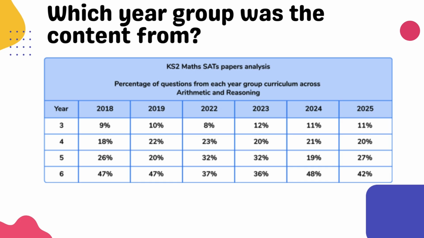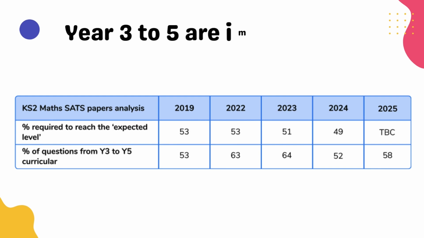So even without learning what they needed for year 6, if they were confident in everything they'd learned from year 3 to 5, they could have actually still passed their SATs. So it's something to bear in mind that even though, yes, the children do their SATs in year 6, they're still using learning from those other year groups. So those other year groups are still important. So there you go. Year 3 to 5 are important.